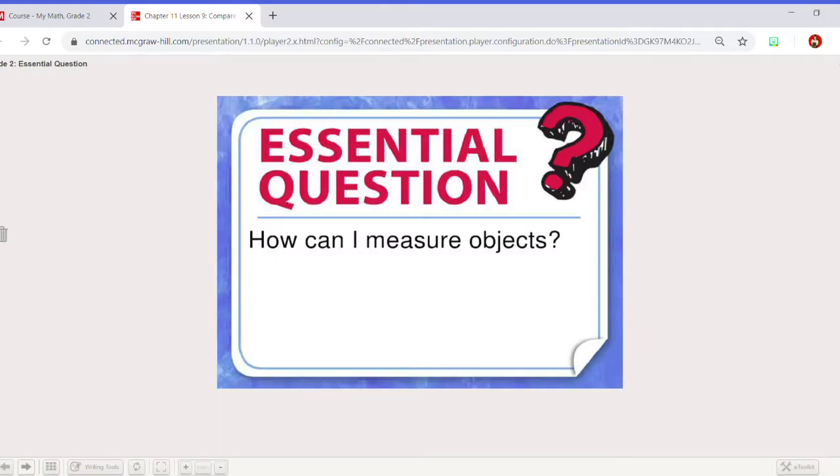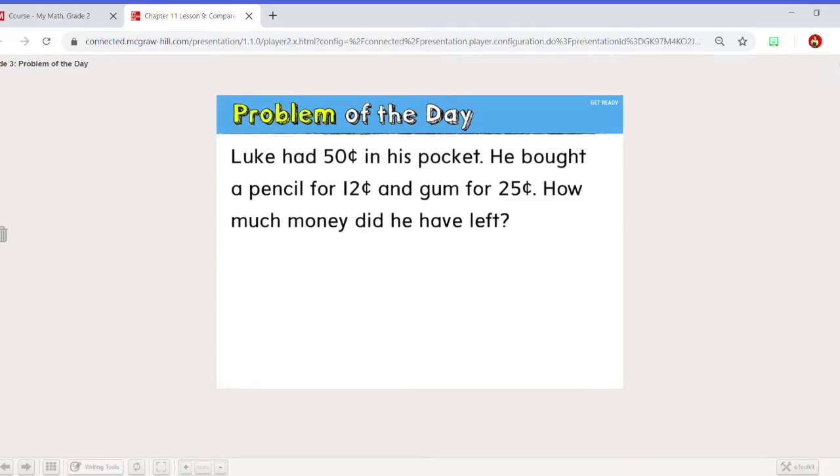So we're going to warm up our brains with the problem of the day, which has to do with money. Luke has 50 cents in his pocket. He bought a pencil for 12 cents and gum for 25 cents. How much money did he have left? Well, let's pull out the important information. You can solve along with me or pause and play to see the answer.